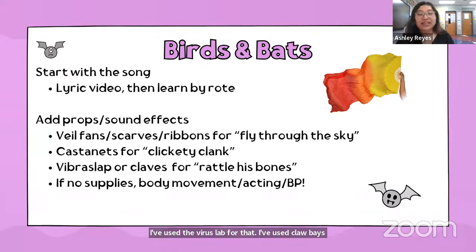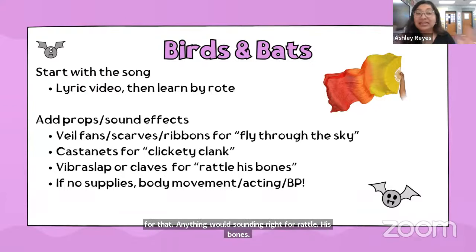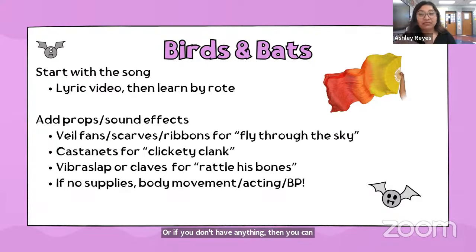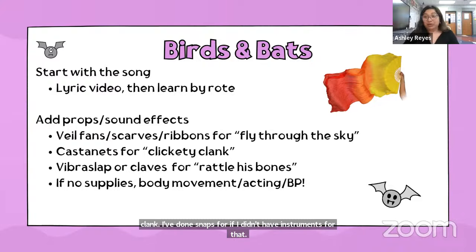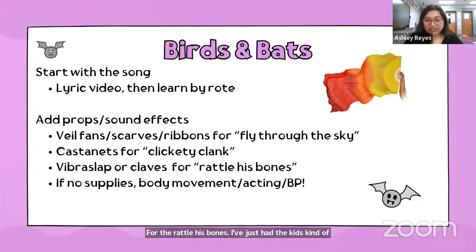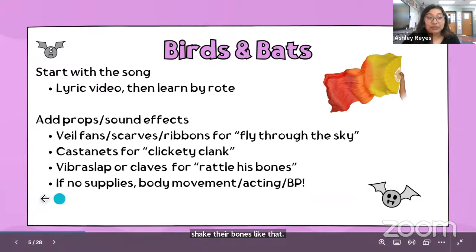Or if you don't have anything, then you can just act it out, right? Body movements, things like that. Fly through the sky, physically move around in a flying motion. Clickety clank, I've done snaps if I didn't have instruments for that. For the rattle his bones, I've just had the kids kind of shake their bones like that. So all of these are definitely possible with and without those props.